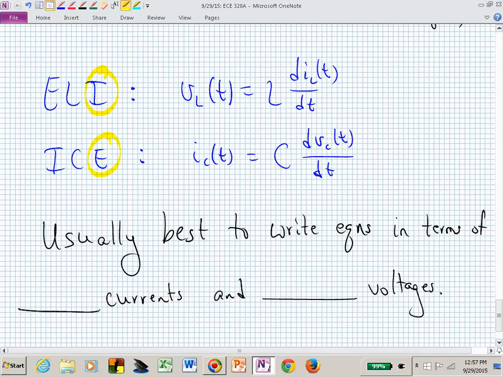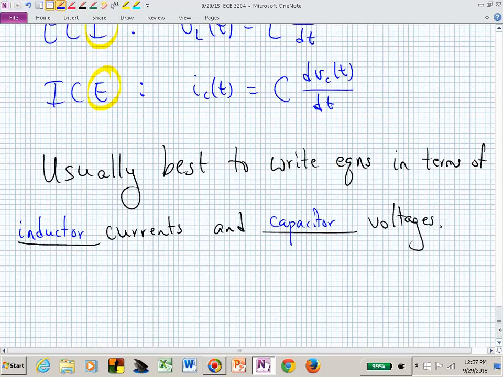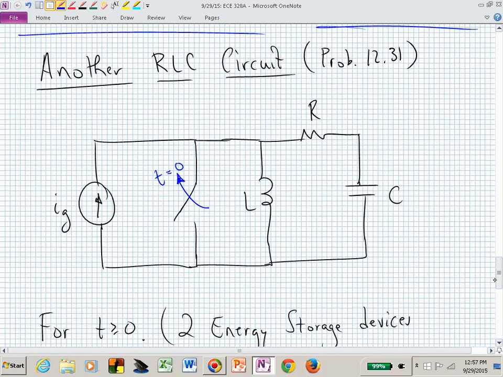And that now gives you the strategy for how you might try to write these equations. That says that I need to write these equations in terms of inductor currents and capacitor voltages. These are hints. They don't always hold true, but in general, that's a good place to start. If that's the case, we can now start to identify some of these variables in our circuit.